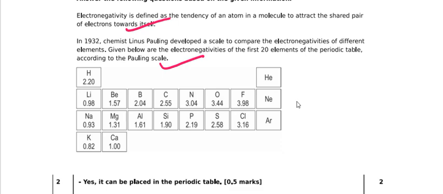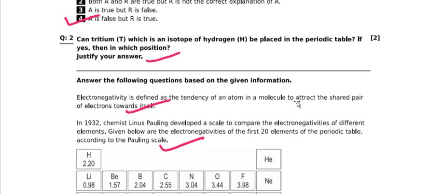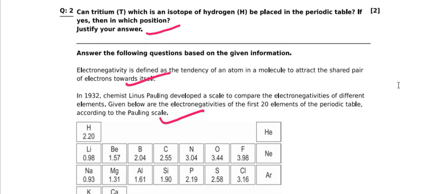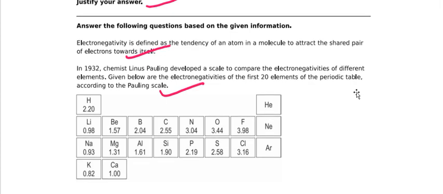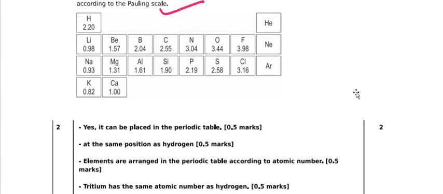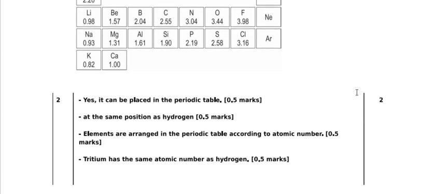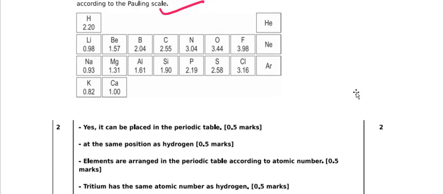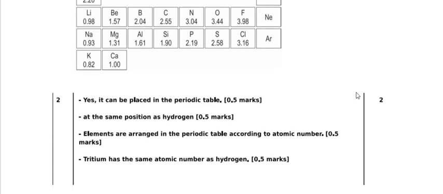So for this question, again I am showing you this question. Can tritium, which is an isotope of hydrogen, be placed in the periodic table? If yes, then in which position? Justify your answer. You see here, for 2 marks, how can you write? Yes, it can be placed in the periodic table. You get 0.5 marks. At the same position as hydrogen, you get 0.5 marks.